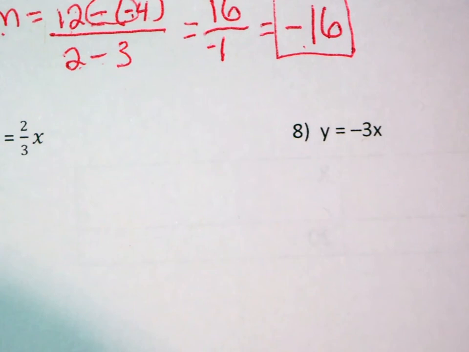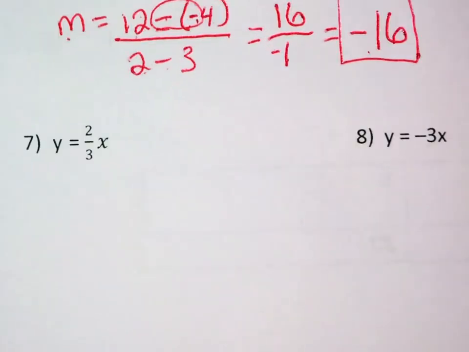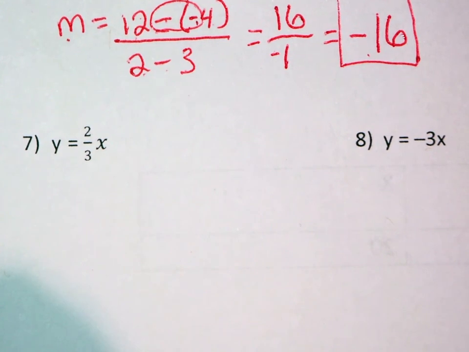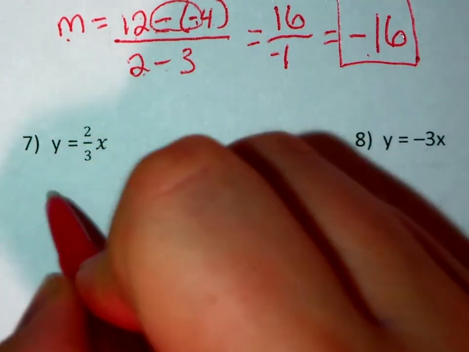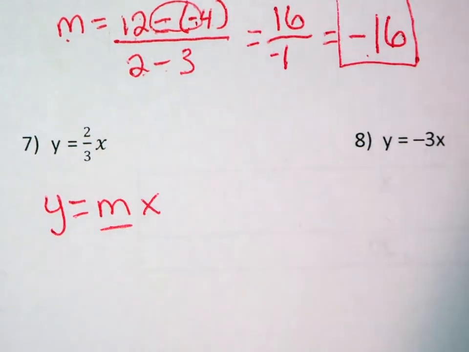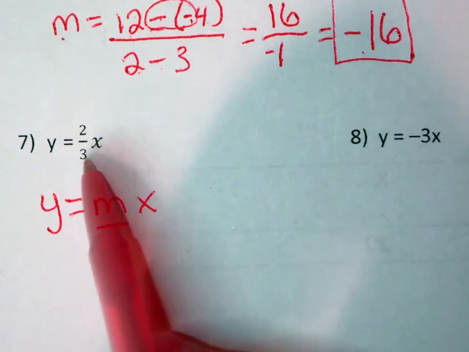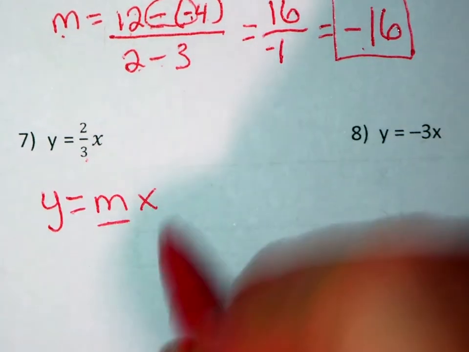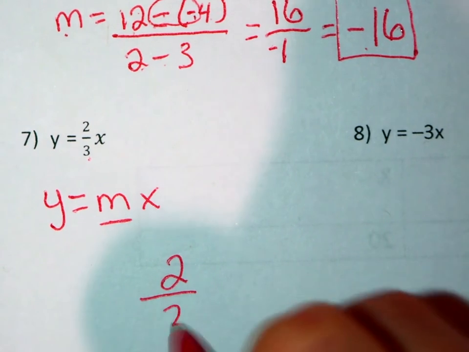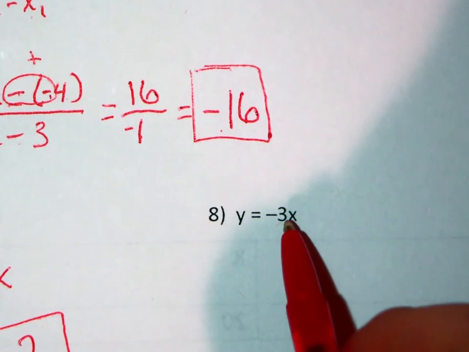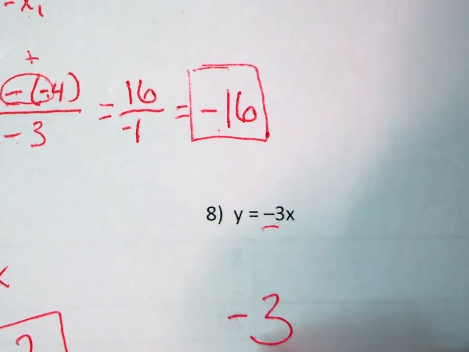Number 7, 8, and 9, we're simply asking for you to be able to identify the slope. And since we're already given an equation in which y equals mx, all we're looking for is that value sitting right in front of x, the coefficient, because that's going to be our m value, which is our slope. So for number 7, the slope is 2/3. For number 8, the slope is negative 3.